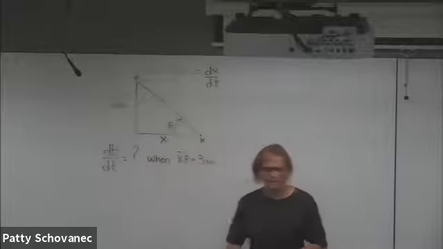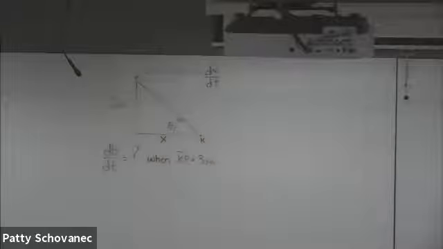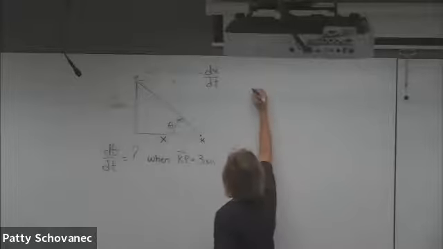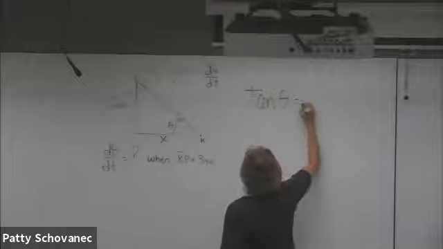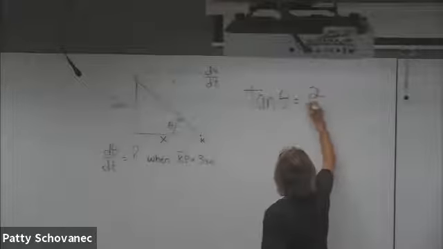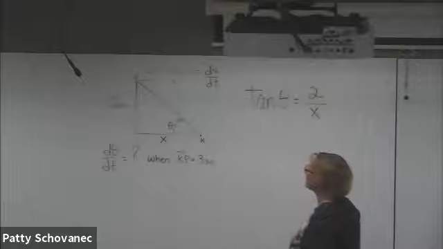And I know that because all I need to do is get some sort of equation that relates x and theta at any time t. And I already see one. I got an angle and I have the side adjacent to that angle. I have the side opposite that angle. So I can pull out a trig function. You know which one I want to use? Tangent will work. So we need the equation that relates to any time t, and this will be it. Tangent of angle theta is the opposite, which is fixed at 2, divided by the adjacent, which is x.